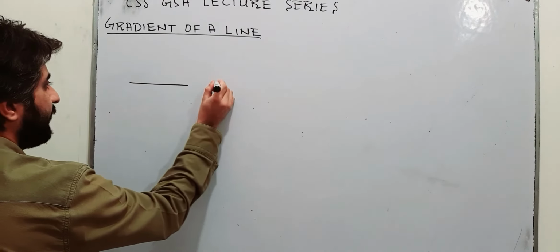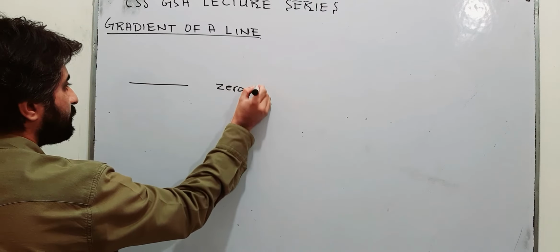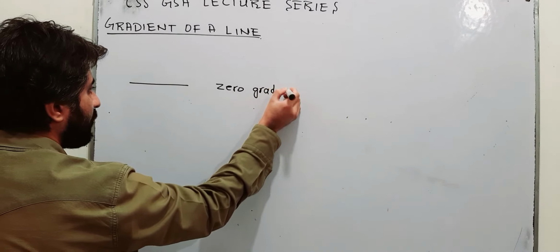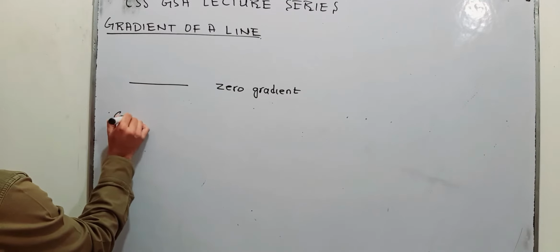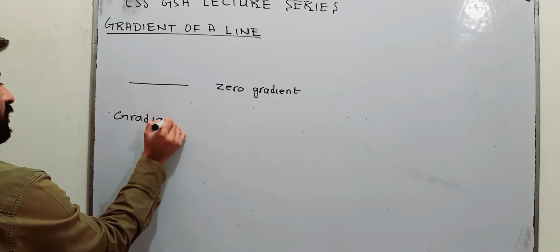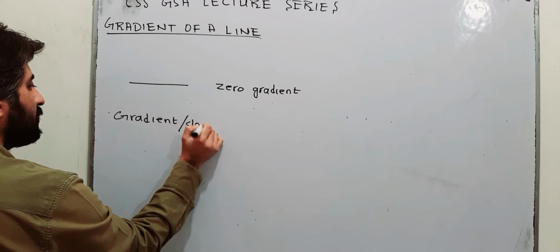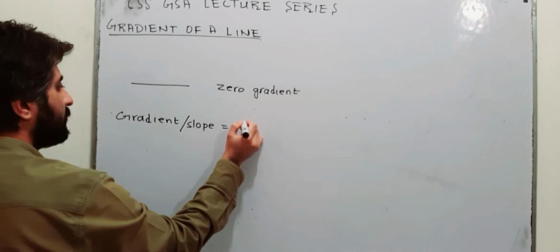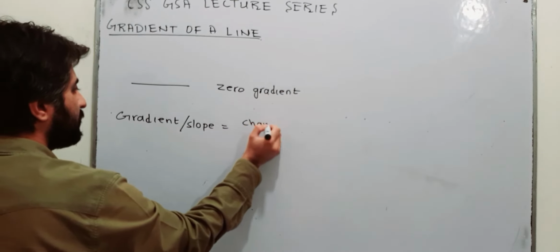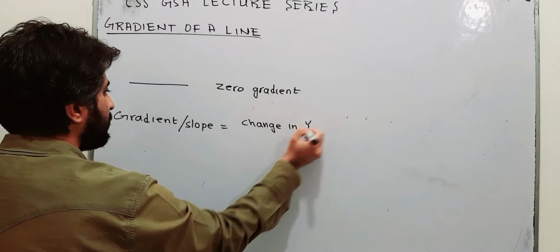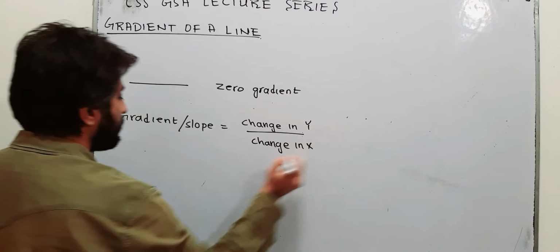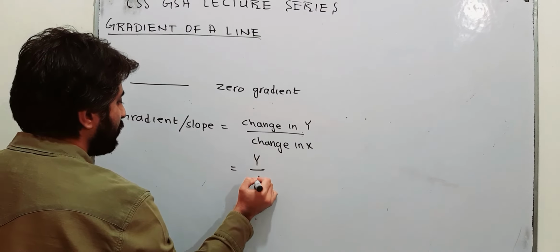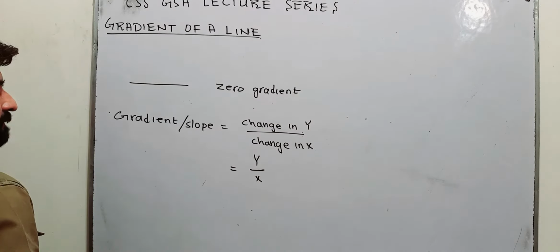It looks like this. This line has 0 gradient. The reason is that we can also call gradient a slope. Gradient is change in y divided by change in x, or simply the ratio of y to x.